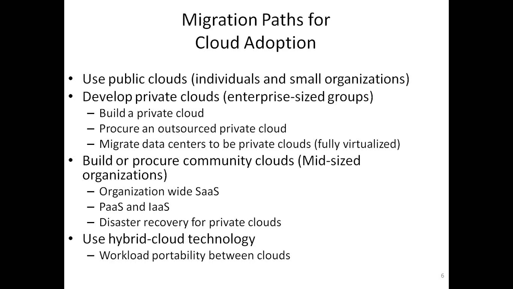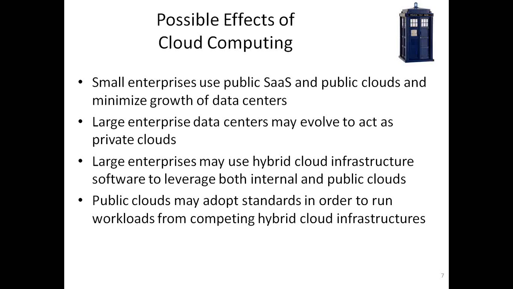Or companies might try to use hybrid cloud technology, where the private cloud part is used to store confidential information and the public part is used to store unclassified information like mass mailers sent out to the public. Now, these choices could create some effects wherein small enterprises end up using public SaaS and public clouds so that the growth of their data centers is minimized. The cost of the data centers is minimized.